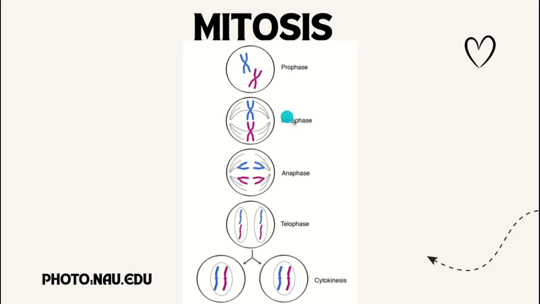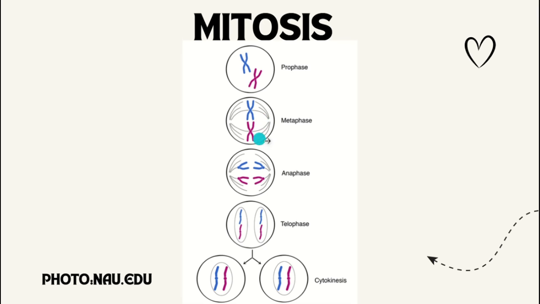And what's happening in metaphase is that the chromosomes become lined up at the equator. So this right here is the middle, the equator. It lines up right here, and from these centrosomes or centrioles, we're going to have these spindle fibers extending.